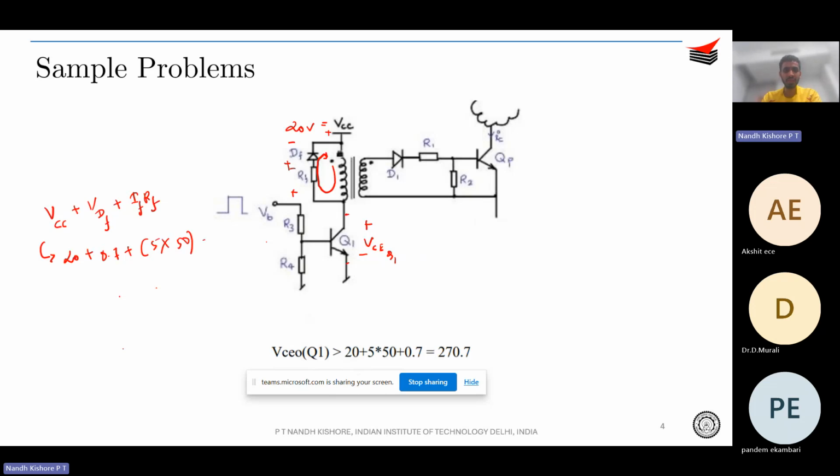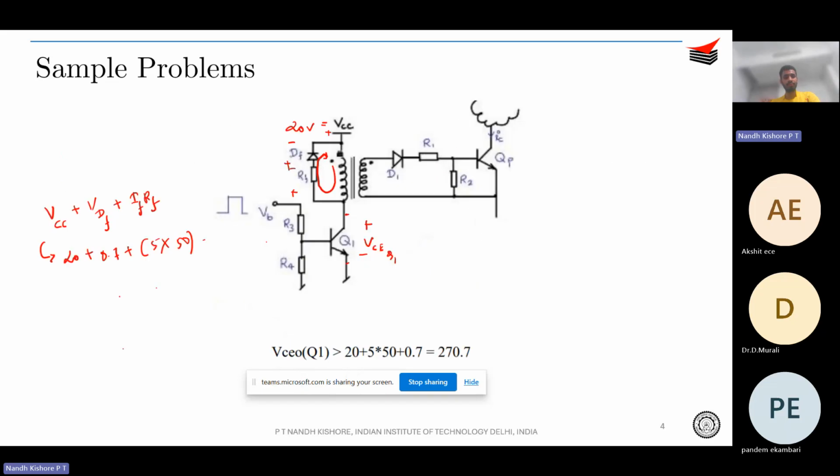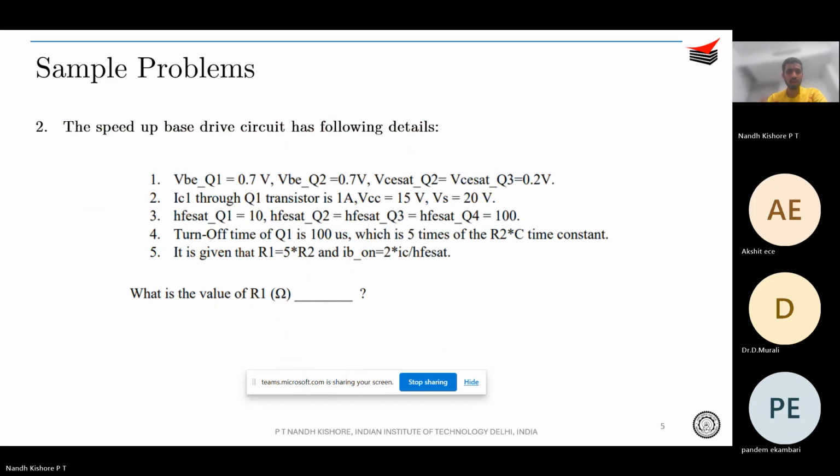Okay. So if this is fine, we will move ahead with the next question. So the next question is something like this. The speed-up based drive circuit has the following details. VBEQ1, VBEQ2 are 0.7 volts. VCE sat for Q2 and Q3 is 0.2 volts, and IC1 is 1 ampere, VCC 15, VH is 20. Okay, so we'll just see what's the circuit and then we'll come back to this.